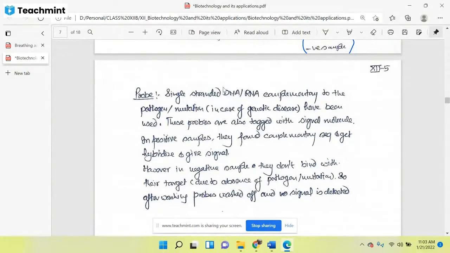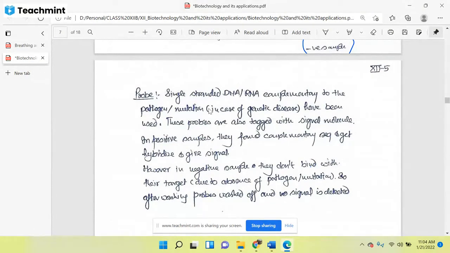If we are going to detect any pathogen, then we will have to make the complementary sequence of DNA or RNA based on the DNA sequence of that pathogen. And if we want to detect any mutation in our DNA, then using a probe of the complementary sequence of that particular mutation, we can do it. So by using a probe, we can detect any pathogen, or any mutation within our DNA.